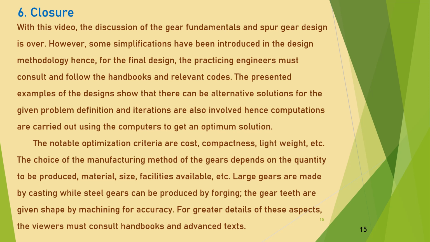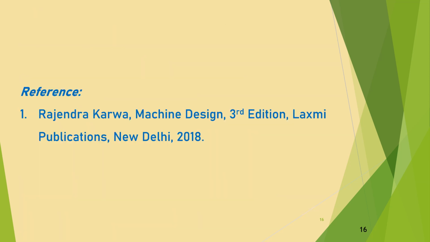The choice of the manufacturing method of the gears depends on the quantity to be produced, material, size, facilities available, etc. Large gears are made by casting, while steel gears can be produced by forging. The gear teeth are given shape by machining for accuracy. For greater details of these aspects, the viewers must consult handbooks and advanced texts. More details can be seen in the reference given here.